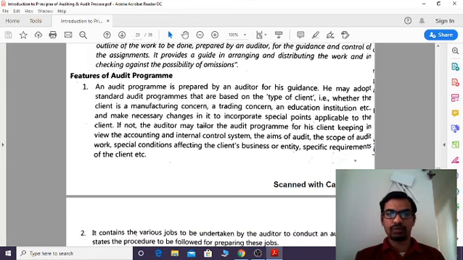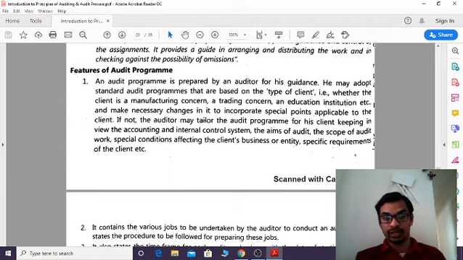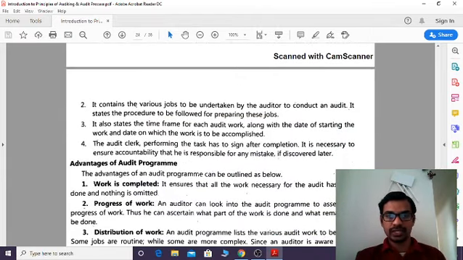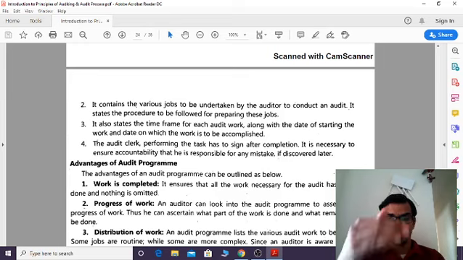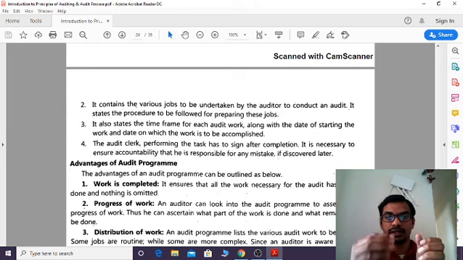First one: an audit program is prepared by an auditor for his guidance. So it is prepared by whom? Prepared by the auditor. And for what? For guidance while conducting the auditor's work. Then it contains the various jobs to be undertaken by the auditor to conduct an audit. It states the procedures to be followed for performing the job. This audit program is the outline of the jobs that the auditor has to undertake to complete the audit work. So that is one of the features of the audit program.